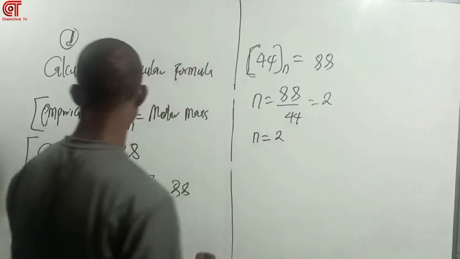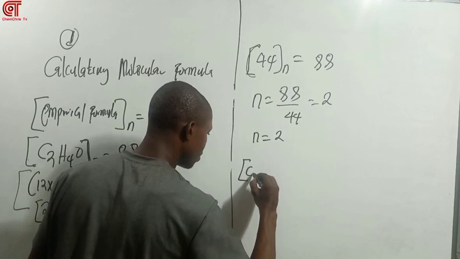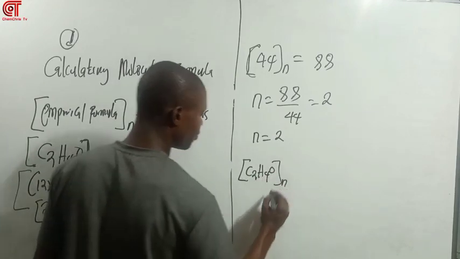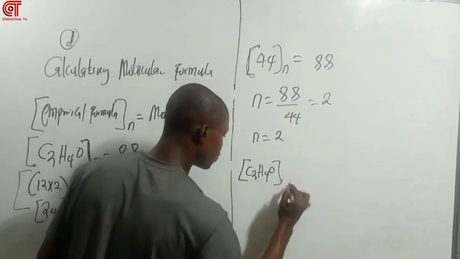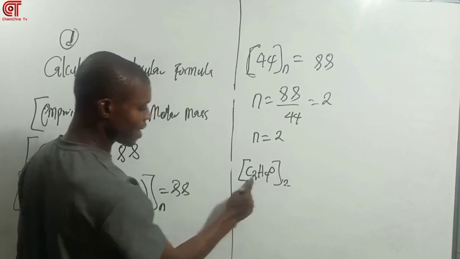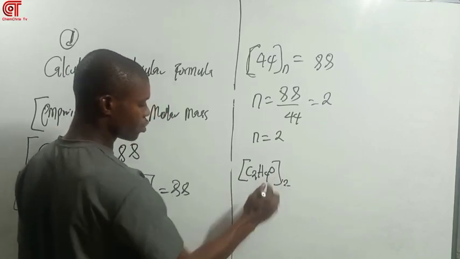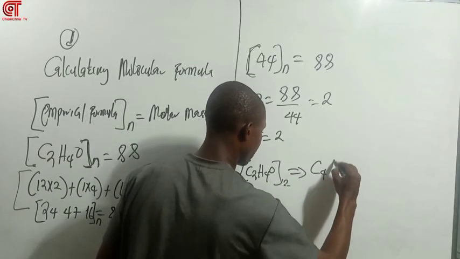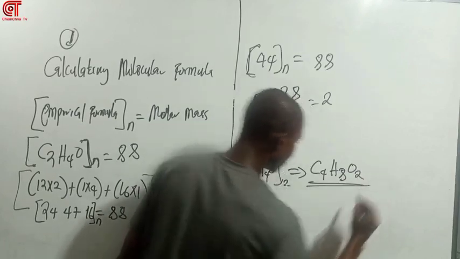So what will be my molecular formula? Remember, the empirical formula is C2H4O. Because my n is 2, it's going to be 2. So what does it mean? 2 times 2 gives me 4. 2 times 4 gives me 8. 2 times 1 gives me 2. So my molecular formula would be C4H8O2.